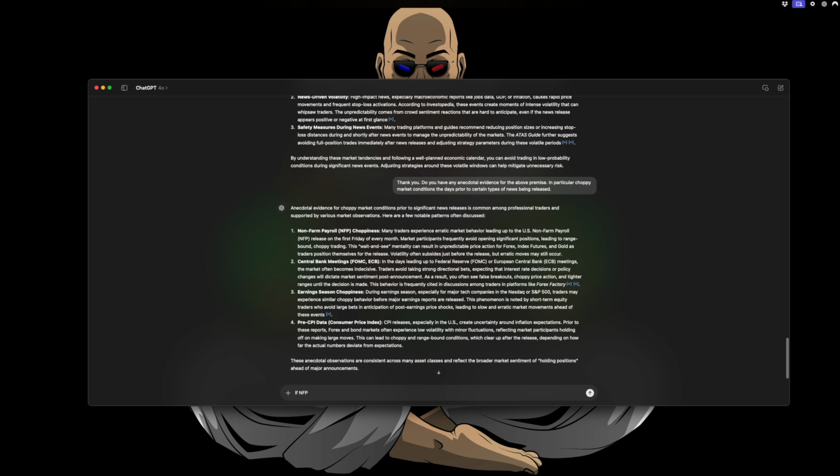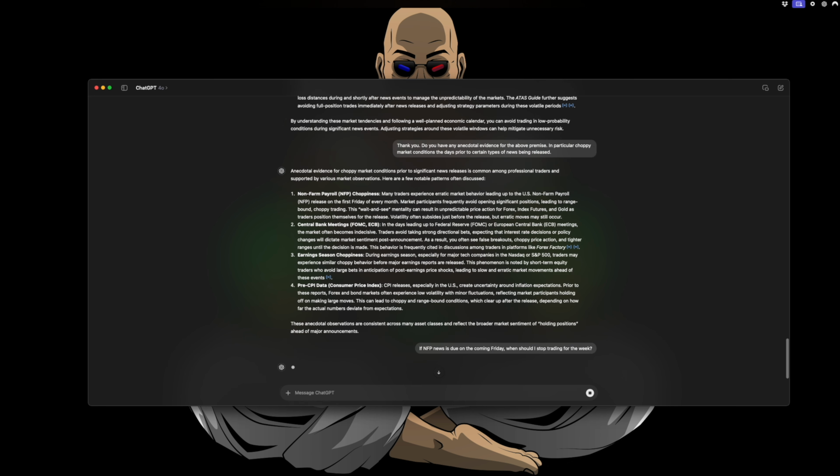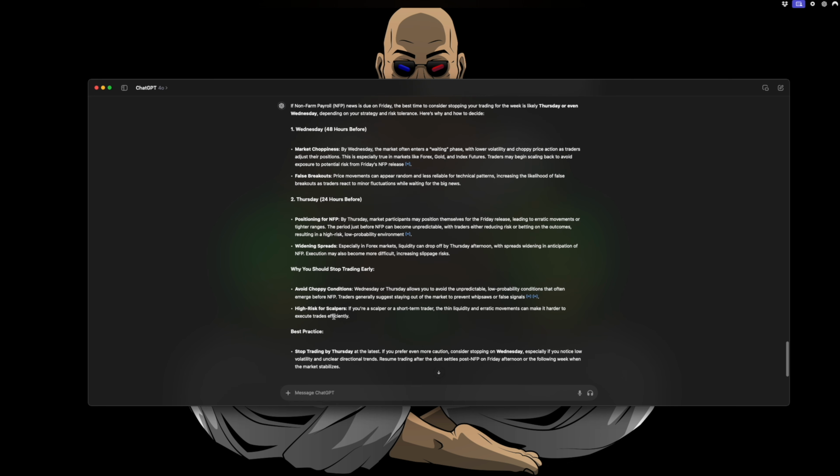If NFP news is due on the coming Friday, when should I stop trading for the week? Okay, so to summarize, best practice, stop trading by Thursday at the latest. If you prefer even more caution, consider stopping on Wednesday, especially if you notice low volatility and unclear directional trends. Resume trading after the dust settles post NFP on Friday or the following week when the market stabilizes.